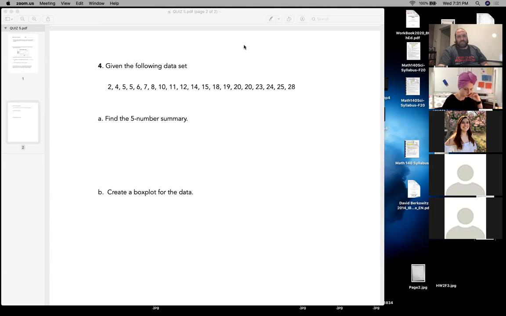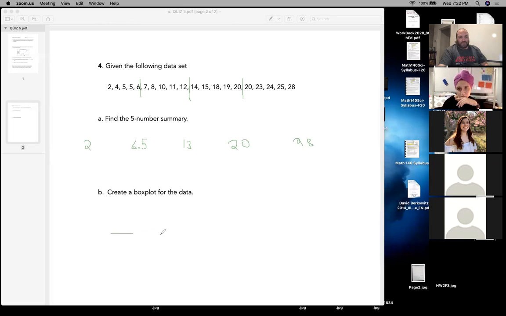For number 4, given the following data set, notice that the numbers are already in order, which is very nice. It says, find the 5-number summary. So you first count how many there are. There's 1, 2, 3, 4, 5, 6, 7, 8, 9, 10, 11, 12, 13, 14, 15, 16, 17, 20 of them. So the median is between the 10th and 11th numbers, so the median is 13. And then you look at the numbers to the left, there's 10 of them, so Q1 is between the 5th and 6th, it's 6.5. And Q3, between those two, is 20. The max is, of course, just 28. And the min is, of course, just 2.